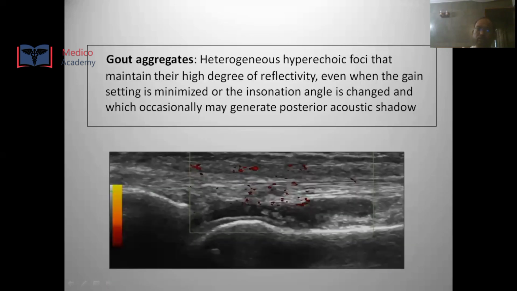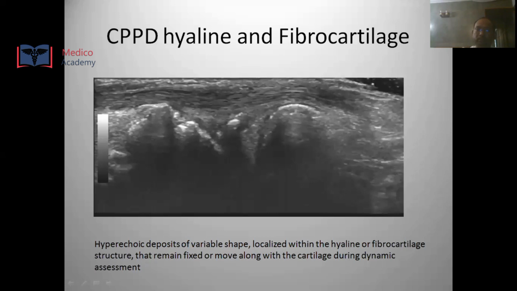Sometimes we don't get a tophus and we get some gouty aggregates, like in this case where there is synovitis with internal echogenic content, which is called gouty aggregates, again in case of gout.